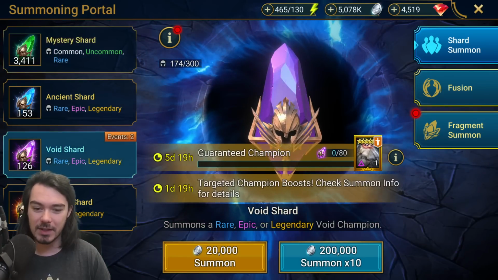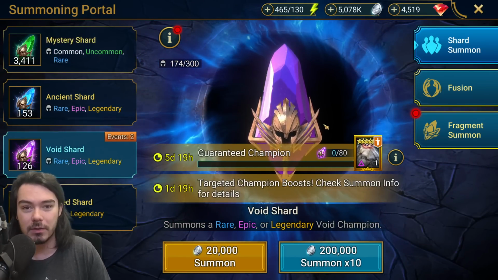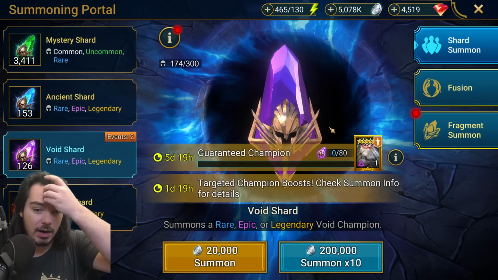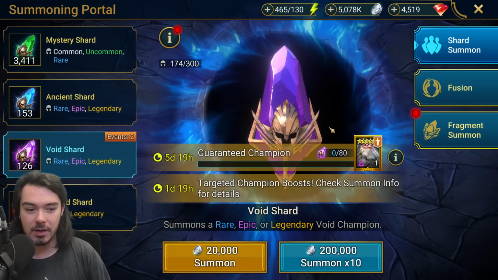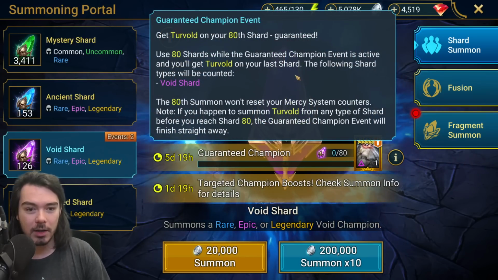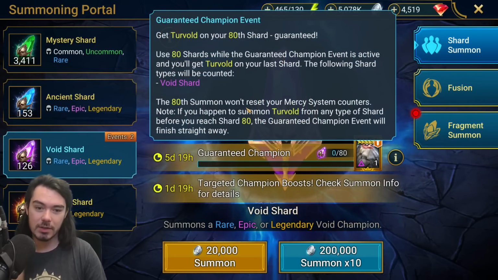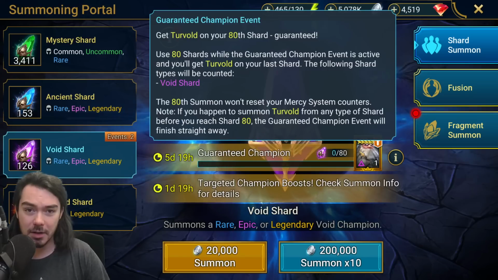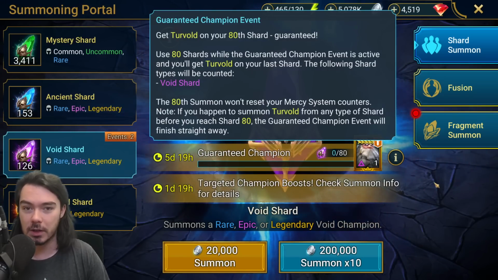But anyway, let's dive into this. So for example, right now we've got Turvold, who's on for 80 void shards. You get a guaranteed Turvold on your last shard. Doesn't count against your Mercy timer. He's the second time we've had a void legendary. The previous one was for 90 shards.